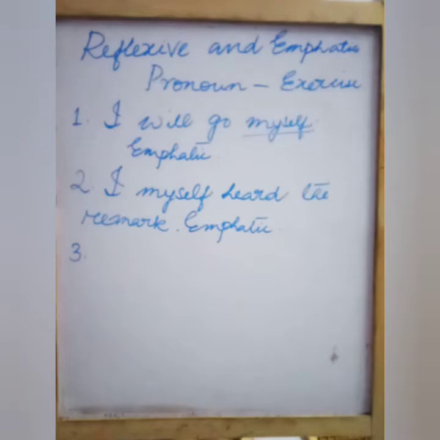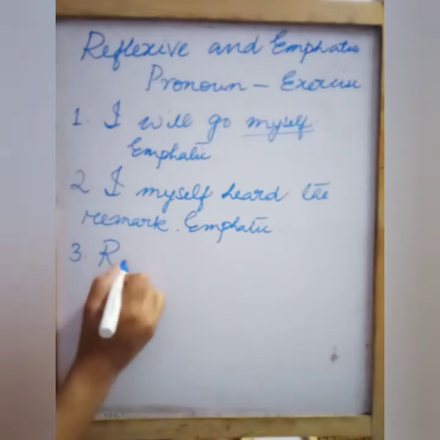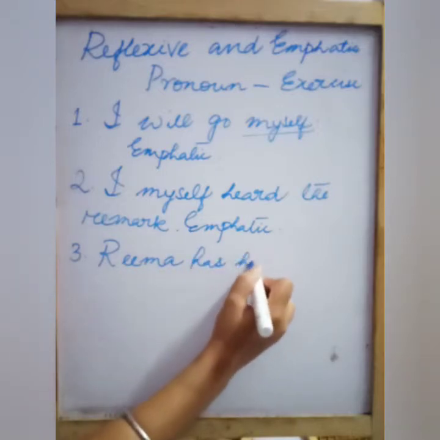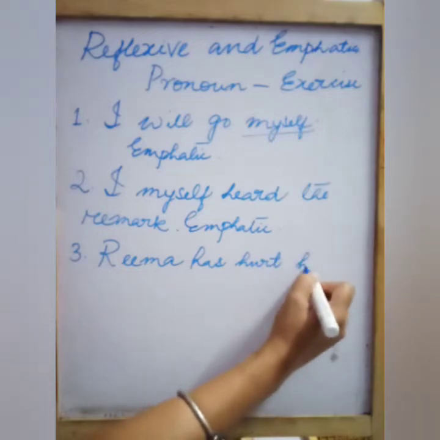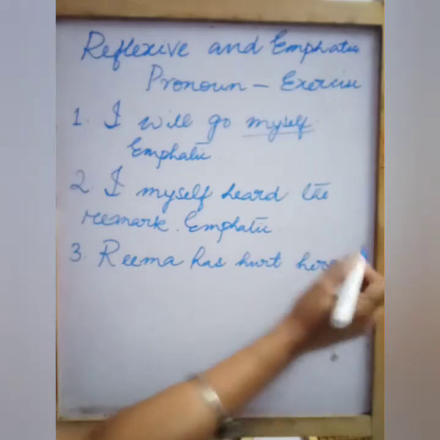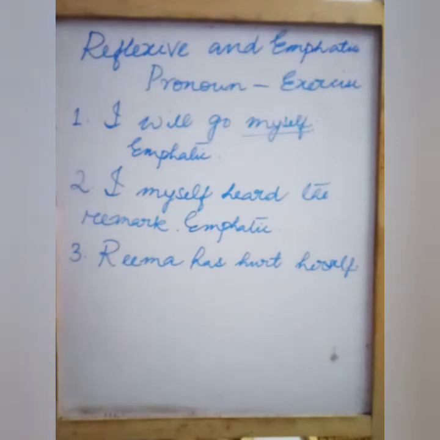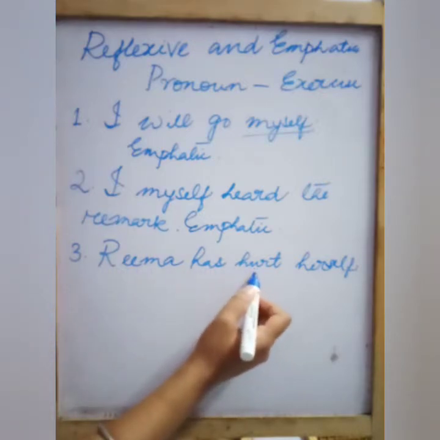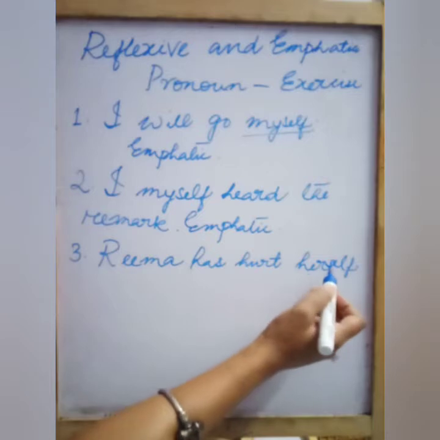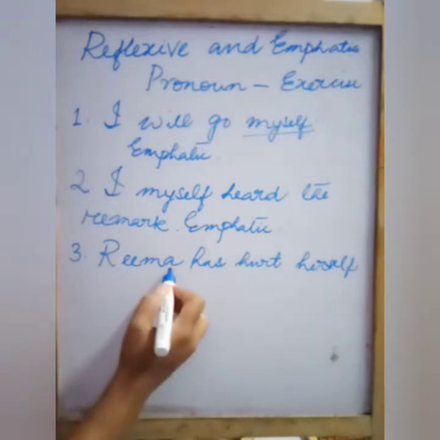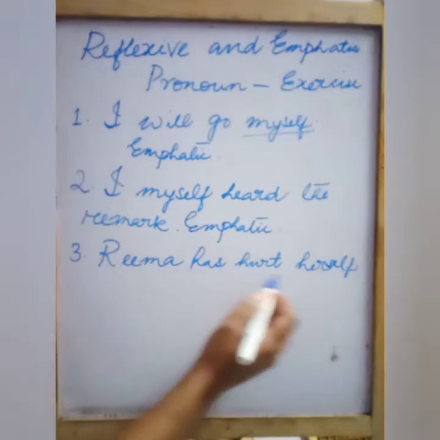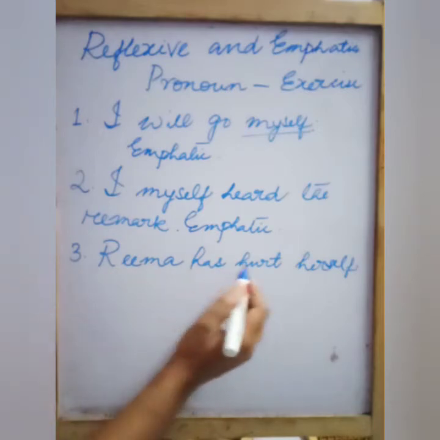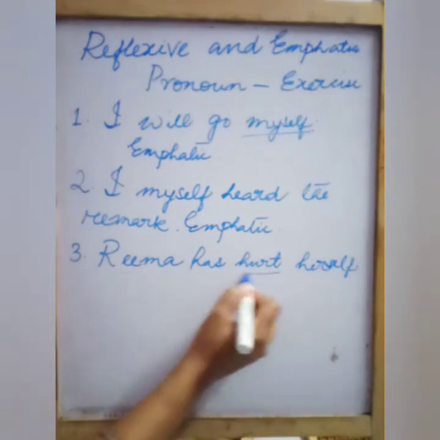Number 3. Rima has heard herself. Rima has heard herself. So you see, here Rima is the subject, isn't it? Heard is the verb and herself is the object. So here you can see the object and the subject are the same, isn't it? The object of the verb and the subject of the verb are the same. This is one way of identifying reflexive pronoun. The object and the subject of the verb are the same.